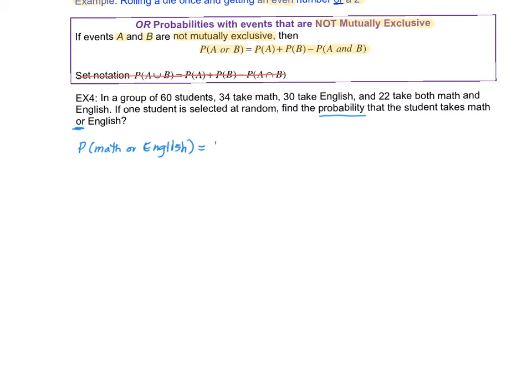So the formula would be figuring out the probability that a student takes math plus the probability that a student is taking an English course. But we may have counted a student twice. So we're going to subtract off the probability that the student is taking both math and English.